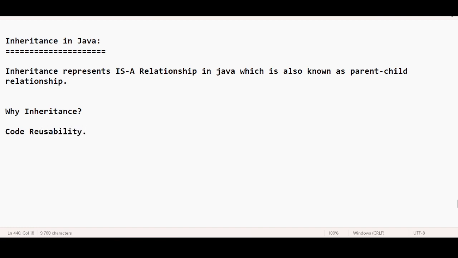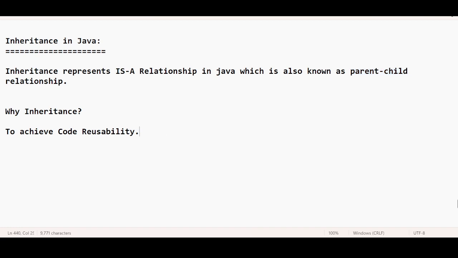Code reusability. This one word is sufficient to describe or to define the concept of Java inheritance. Why Java inheritance? To achieve code reusability. How we are going to achieve that is a secondary thing. Theoretically, if you want to give an explanation, please remember this word: reusability. This would be more than enough. To define inheritance in one single word, we should remember reusability. Internally you can say it is representing is-a relationship in Java, which is known as parent-child relationship.